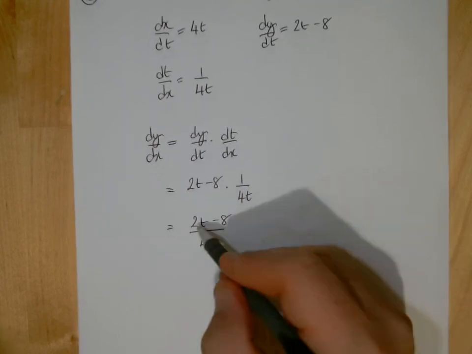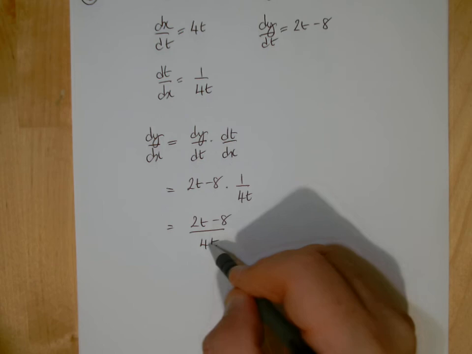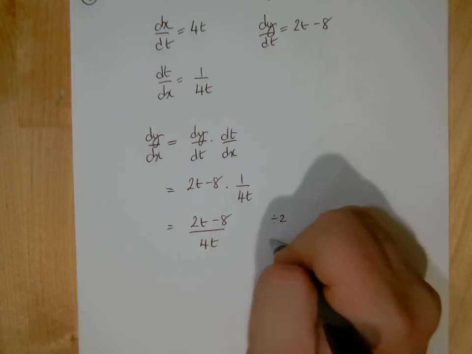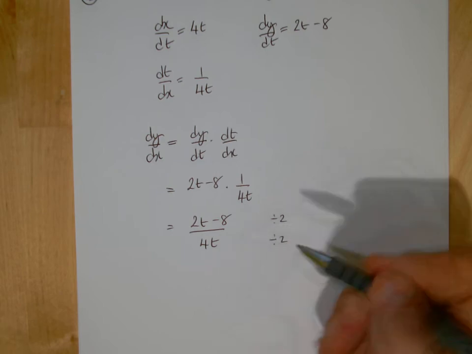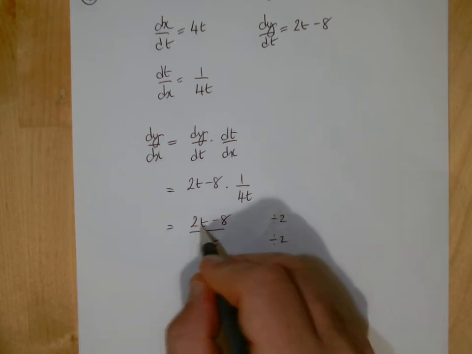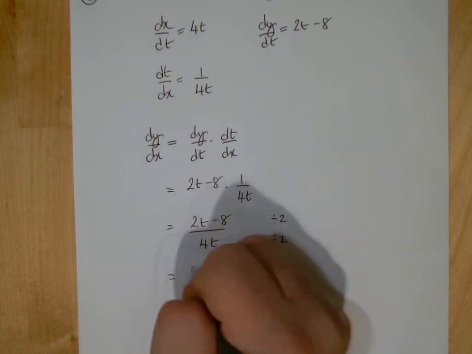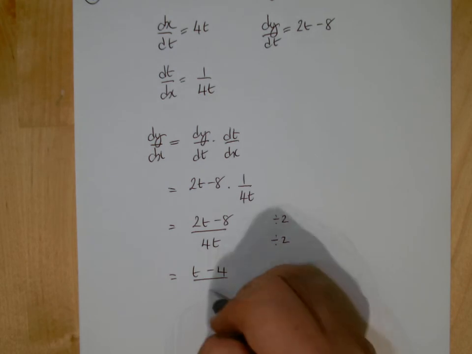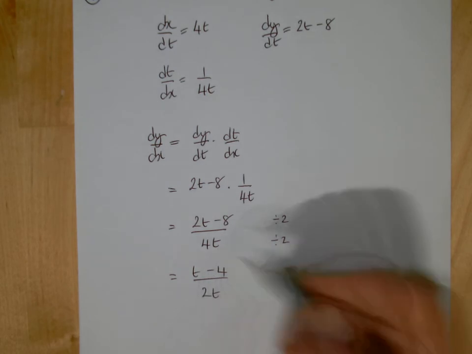And if you notice then there's a factor of 2 in the top and a factor of 2 in the bottom, so I could divide the top by 2, and as long as I do the same to the bottom then there's nothing wrong with that. So divide the top by 2, that'll become t − 4, and divide the bottom by 2, 4t divided by 2 is 2t, and I've got exactly what they want.